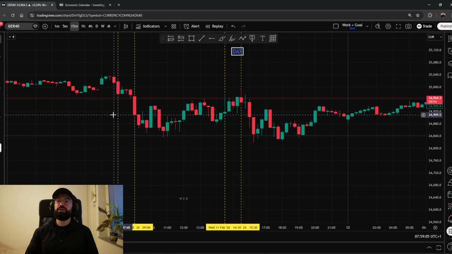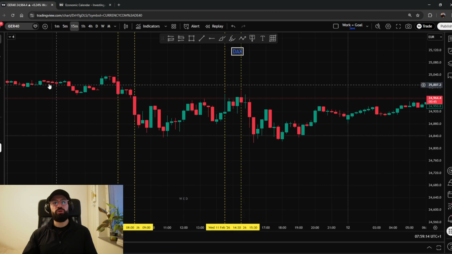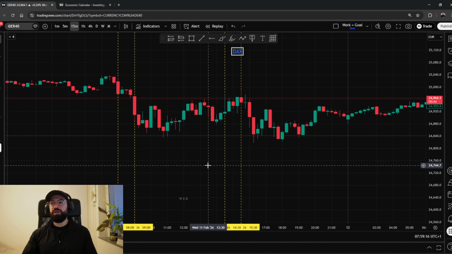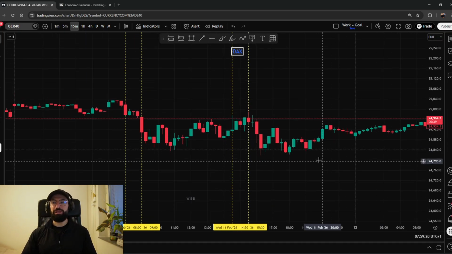We're trading liquidity. We're hunting down liquidity. And liquidity is where the banks and institutions make their money. And we want to trade like them. We want to think like them. We want to trade like them. And we want to mark out or take profits where liquidity lies.